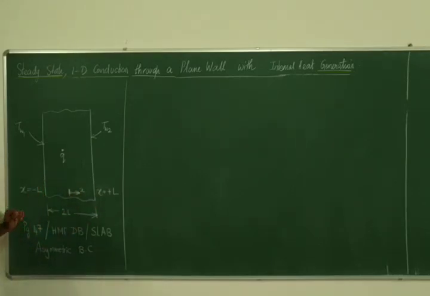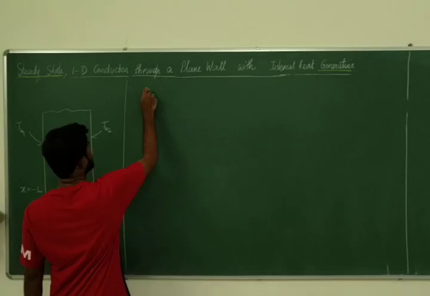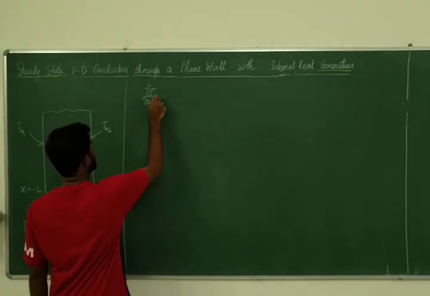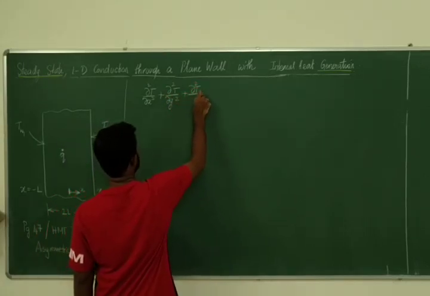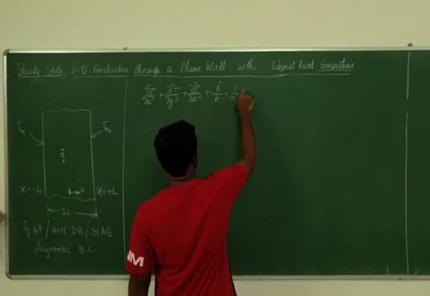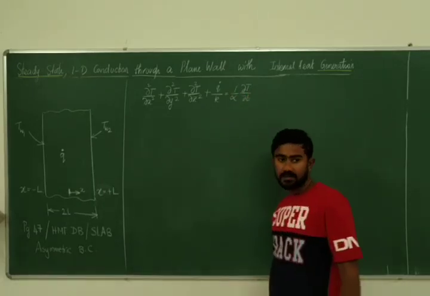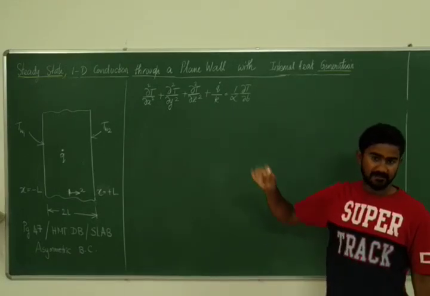Is this clear? So we'll start, and if you want to locate this in the data book, page number 47 in the HMT data book, slab with asymmetric boundary condition. It's the last one on page number 47. Okay, let's start with the differential equation governing this. The differential equation is ∂²T/∂x² + ∂²T/∂y² + ∂²T/∂z² + q̇/k = (1/α) ∂T/∂t. Because it's a plane wall, we are going to use Cartesian coordinates. So Cartesian coordinates, that's the differential equation.